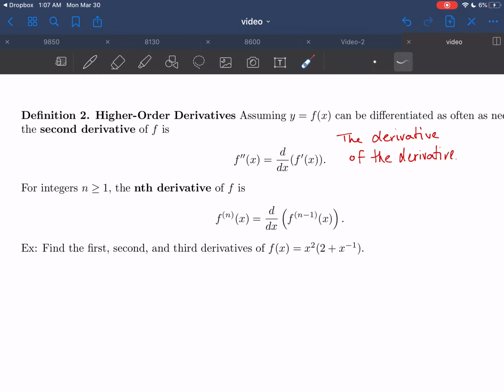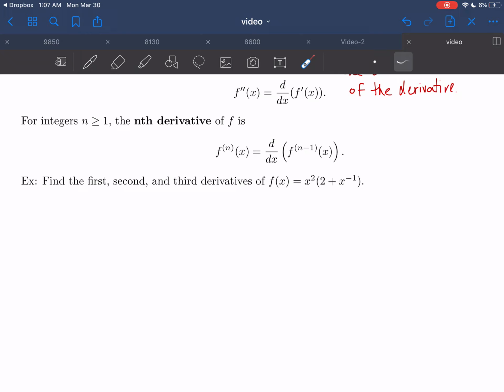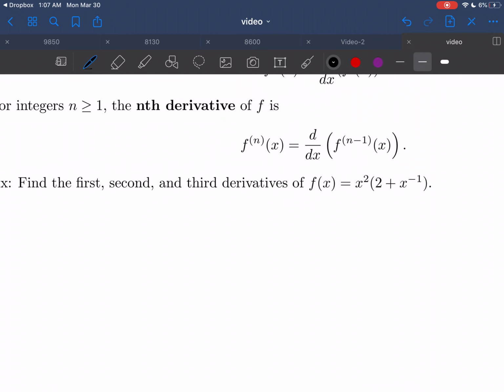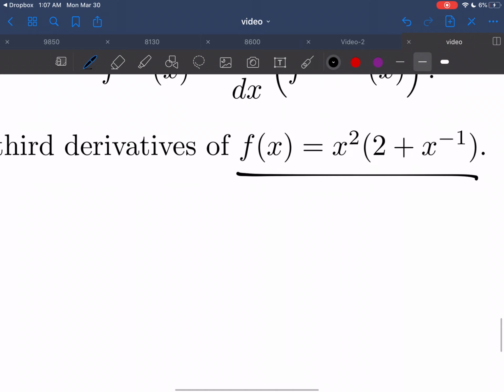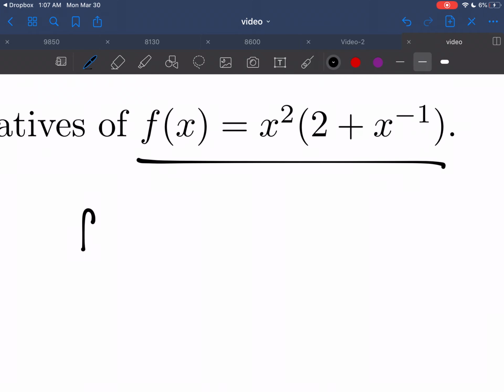So, for example, if we want to find the first, second, and third derivatives. The first derivative is what we've been doing with our rules. We'll take the derivative the first time. So we'll take our function here, and first what we'll do is write it.